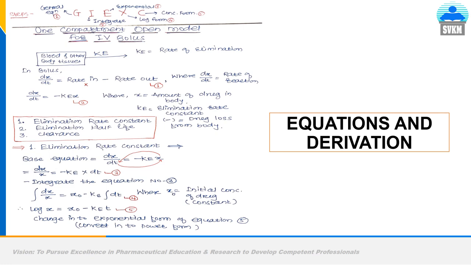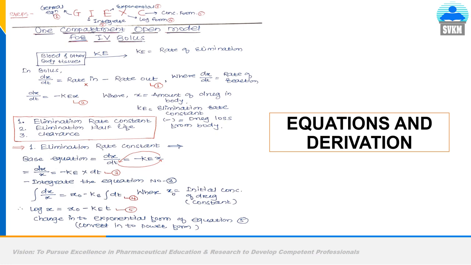In IV bolus, there are three pharmacokinetic parameters we need to determine. First is the elimination rate constant, second is the elimination half-life, and third is clearance. These pharmacokinetic parameters depend only on elimination, because there is no absorption, so there is no absorption parameter. Only parameters related to elimination. We discuss the first parameter, that is, the elimination rate constant.